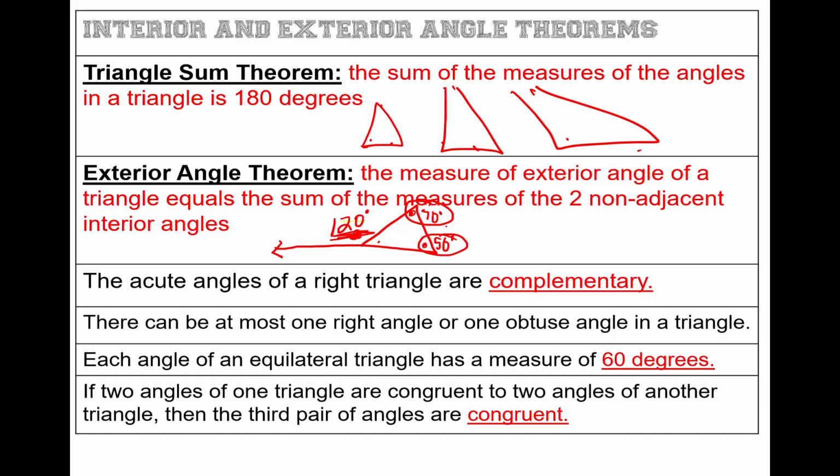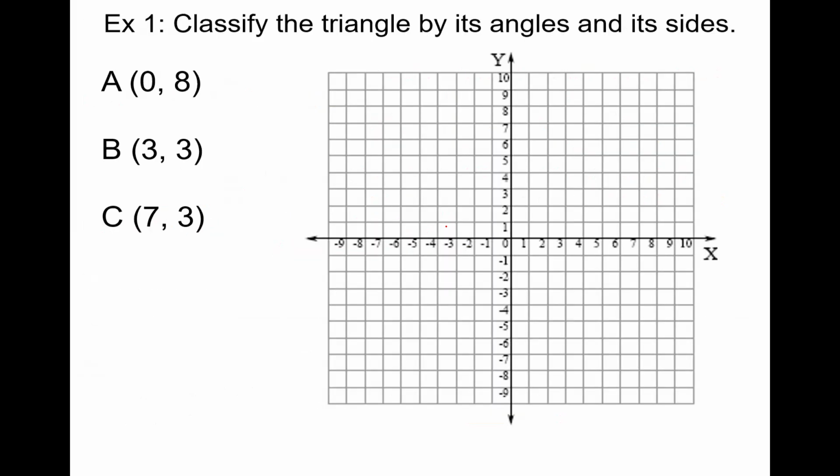If two angles of one triangle are congruent to two angles of another triangle, then it must be the case that the third pair of angles are also congruent. That's kind of common sense. Okay, we have 4 example problems today. The first is an example where we have to classify triangles by their angles and their sides.